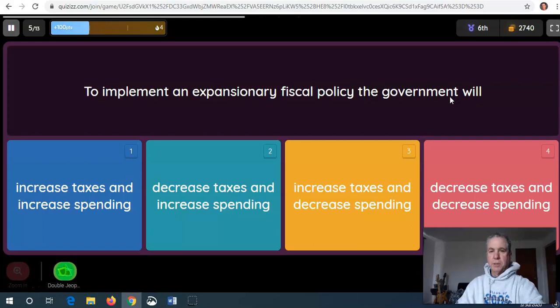Let's see. Expansionary policies. Increase taxes, increase spending. I like the increased spending. Decrease taxes, increase spending. That one sounds very reasonable. Increase taxes, decrease spending, no. Right now the government is increasing spending, as you read in that article, by incredible amounts. So, decrease taxes, increase spending. The decrease in taxes would allow people to have more money to spend, which could help with expansionary fiscal policy. So we like this one here.